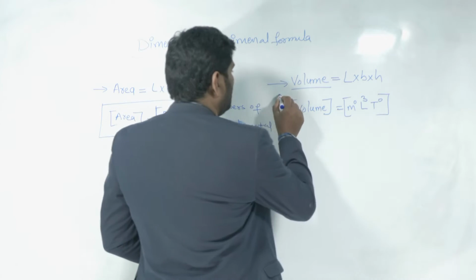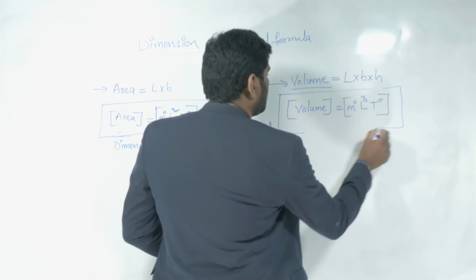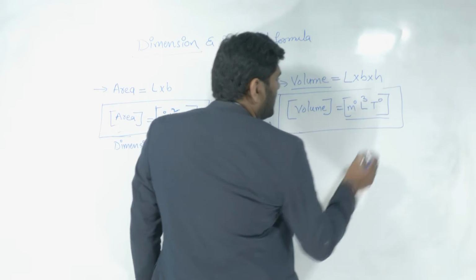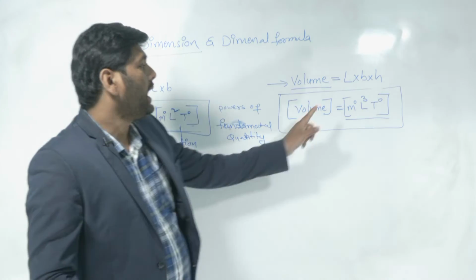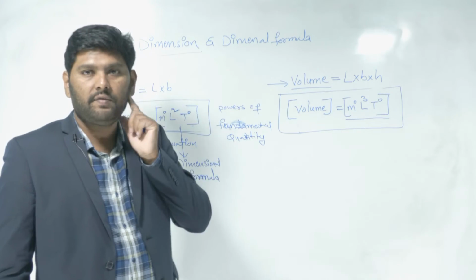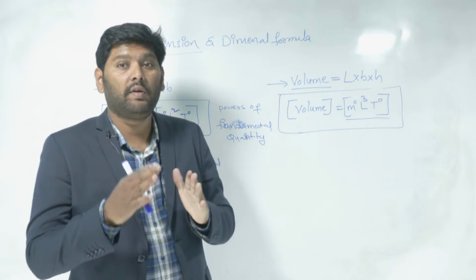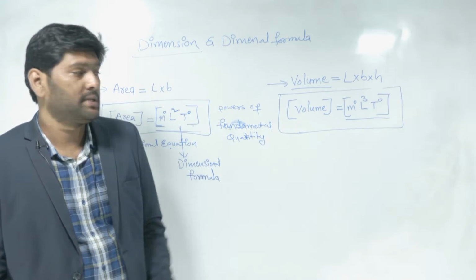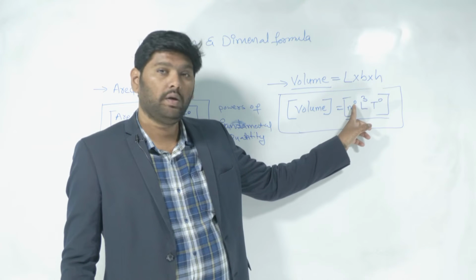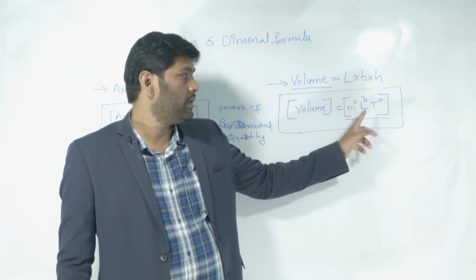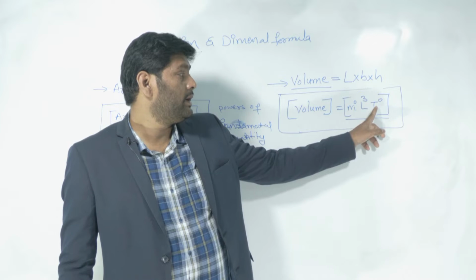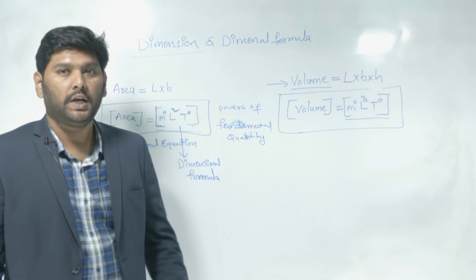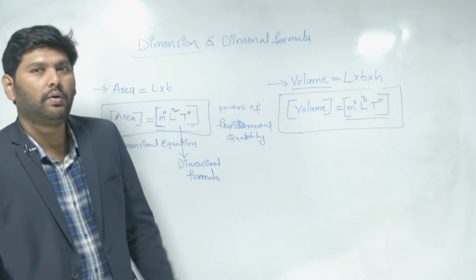So this completely is called what? Dimensional equation, and this part is called dimensional formula, and the powers raised on the fundamental quantities of the physical quantity we will consider as dimensions. Here what are the dimensions? Mass power 0, L power 3 and time power 0. So that is how the dimensions for volume. I hope you got clarity, isn't it? Better note down, everyone.